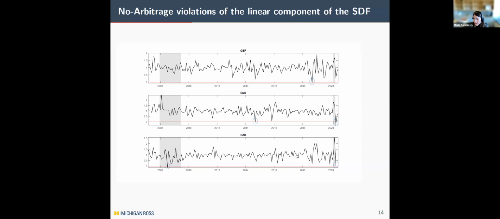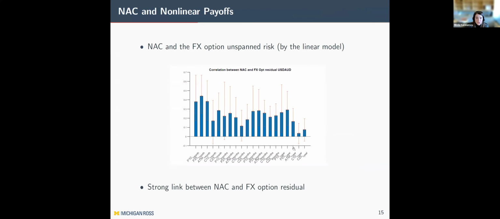You may be wondering still whether it has some additional relevance for nonlinear payoffs, right? But as I showed you in the beginning, NAC and the nonlinear component is going to be orthogonal to the linear model. So to test whether or not there is some additional information embedded in NAC, if we were to look at assets with nonlinear payoffs, we do the following. We investigate what is the relationship between nonlinear arbitrage correction and the unspanned risk of assets with nonlinear payoffs. And first, we focus on foreign exchange options.